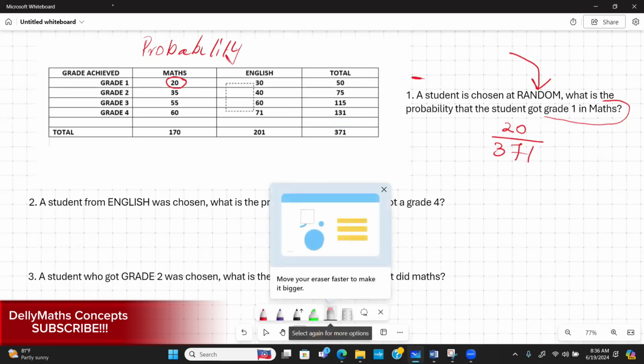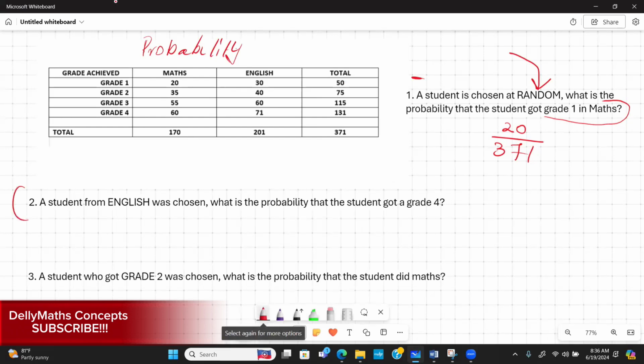Now, let's take a look at the second question. It says, a student from English was chosen. You see, now it's changed because this student that was chosen is not random. This student was chosen from this category here. What that means is that we already will be over 201 because we're choosing students from the set of English. We don't care about the math students right now. We are going to be biased. We're choosing from English.